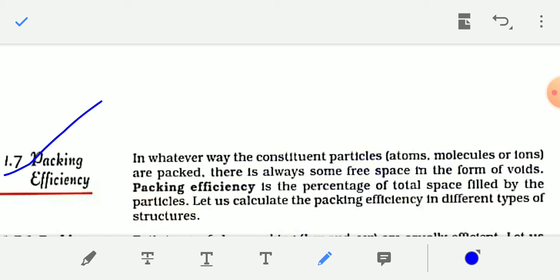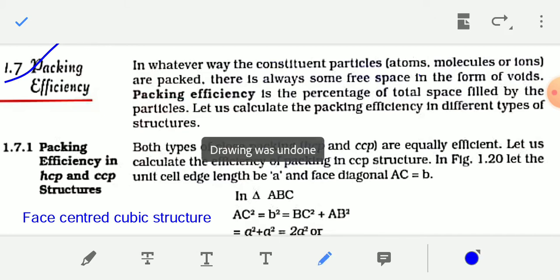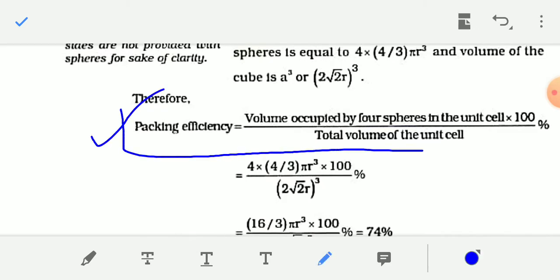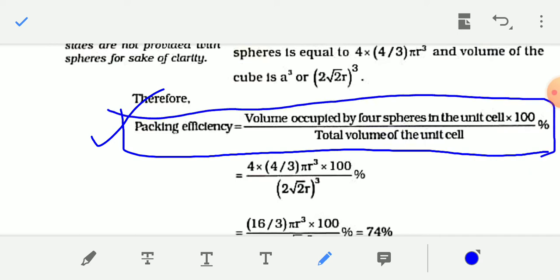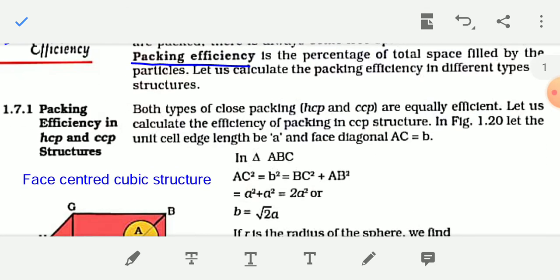And what is packing efficiency? Packing efficiency is the percentage of total space filled by the particles, and mathematically it is calculated using this formula. Packing efficiency is equal to the total volume occupied by the particles in the unit cell divided by the total volume of the unit cell, into 100. This is the formula for calculation of packing efficiency in different types of unit cell.